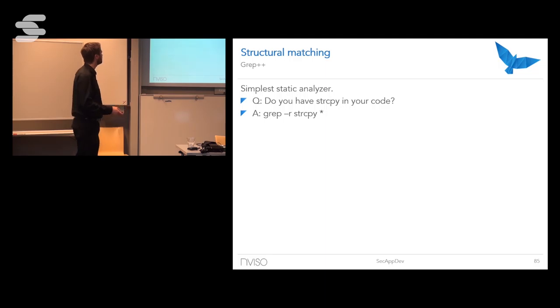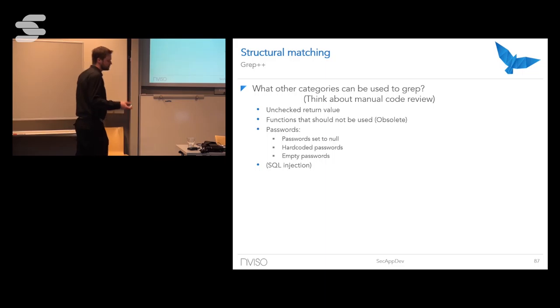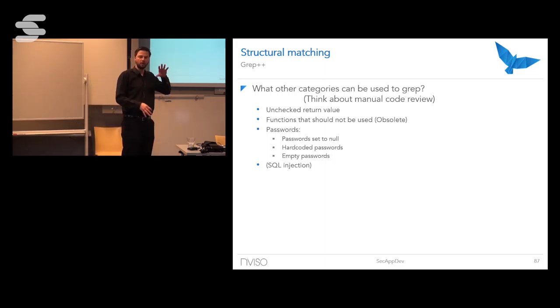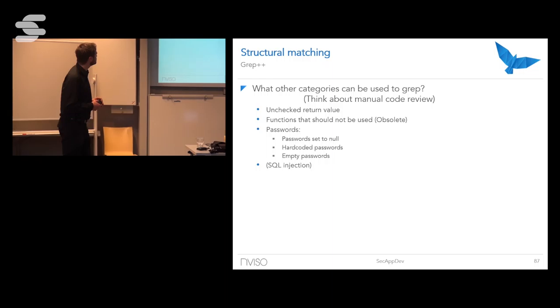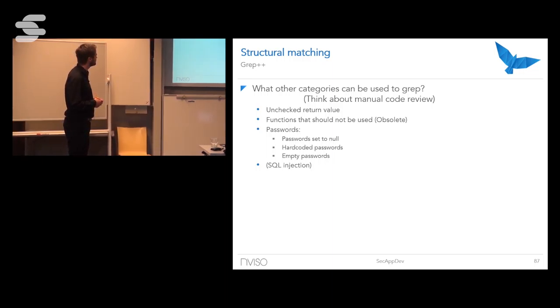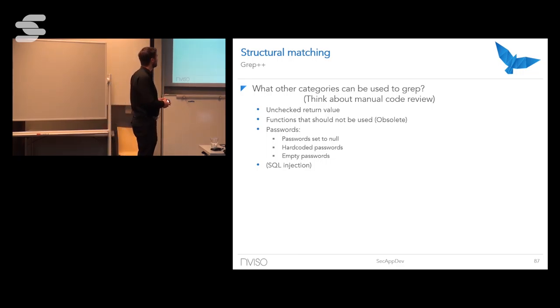All right. Let's start with the simplest one, which is just structural matching. The simplest static analyzer is essentially a grep function, right? That's structural matching. You just grep for string copy over here. You know all the places where string copy is used, and then you work your way through that. Other categories, very similar, that can be found by structural matching are like unchecked return value. You can make a regex that says, hey, this particular API always has to return something and you need to check that.